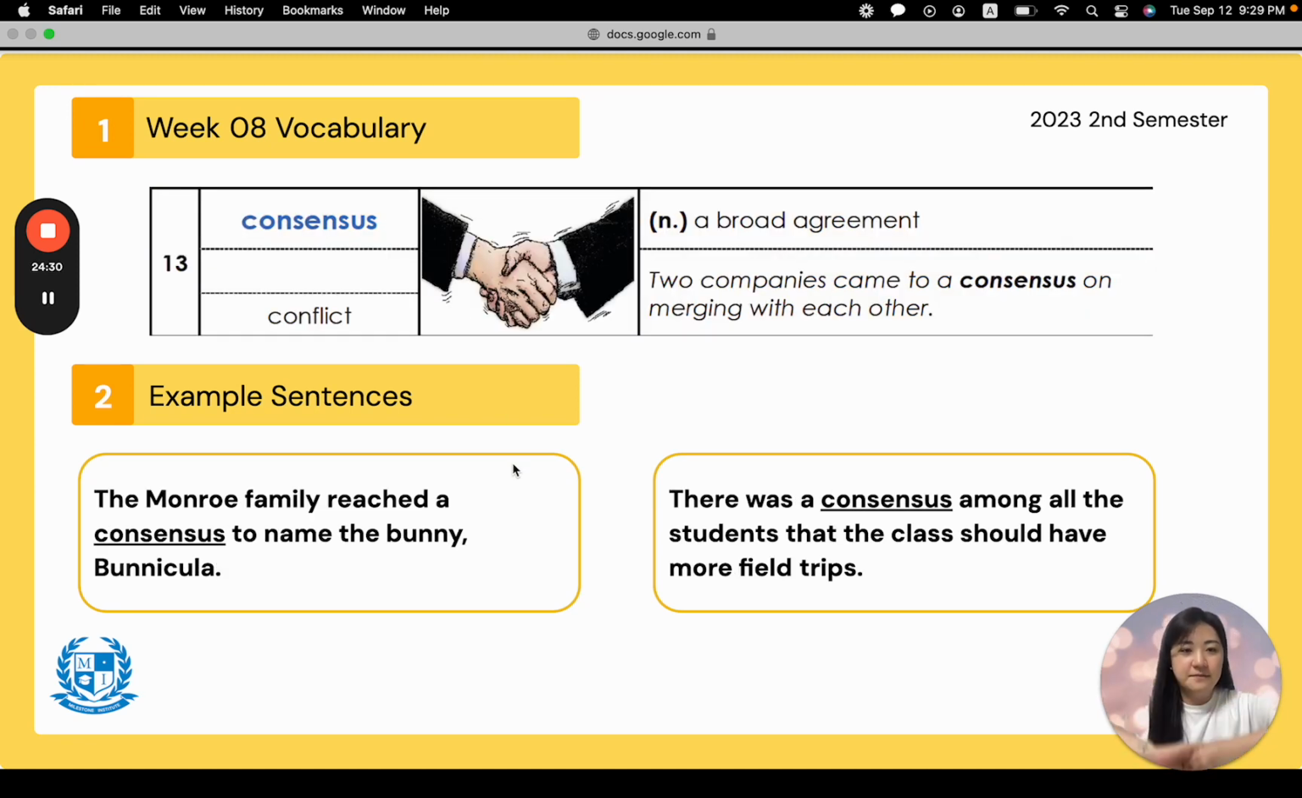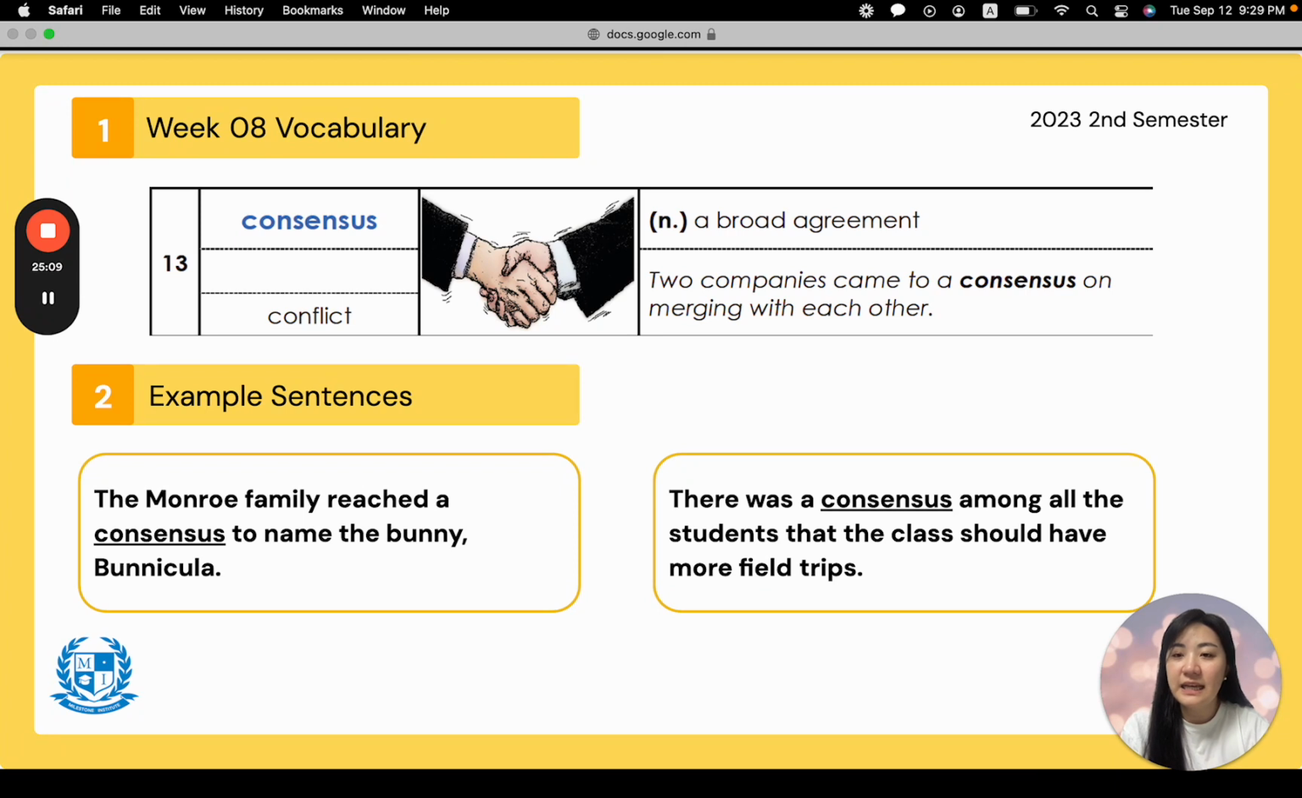13. This is my hand. Consensus. Everyone say consensus. Good. And the antonym here is conflict, not agreeing. So it is a noun and it means a broad agreement. Everybody has agreed to this. 2 companies came to a consensus on merging with each other, meaning to come together. So another word that you can think of this is just agreement. Two companies came to an agreement on merging with each other to work together as a team.